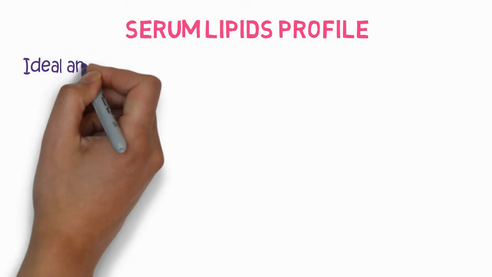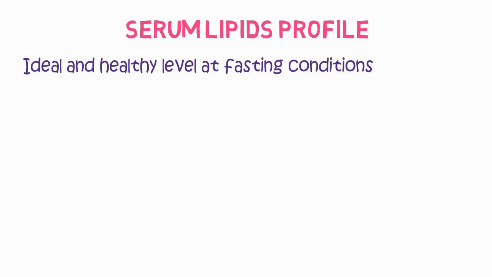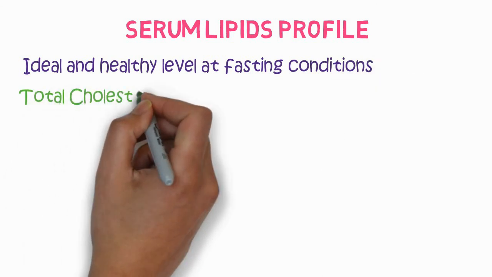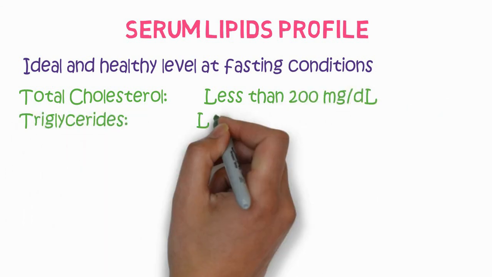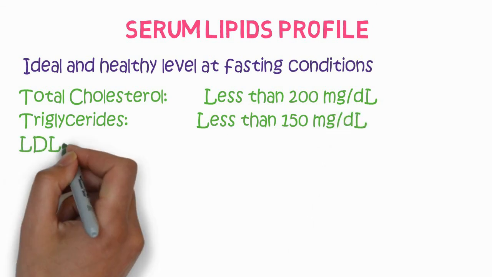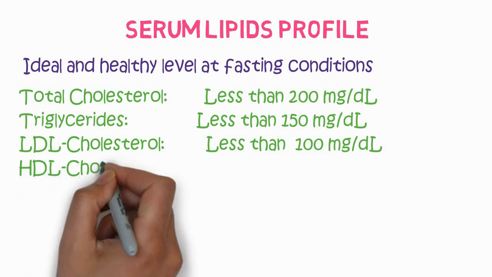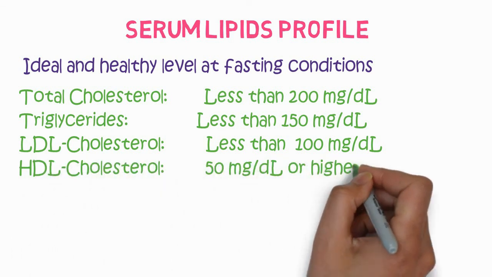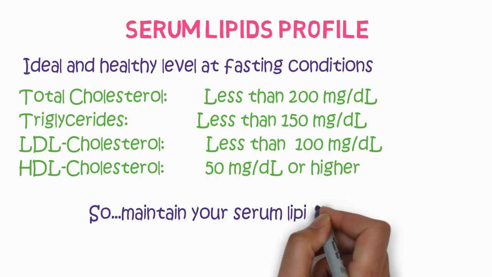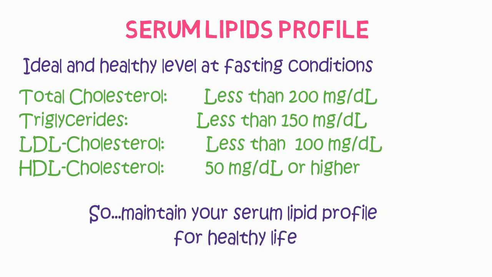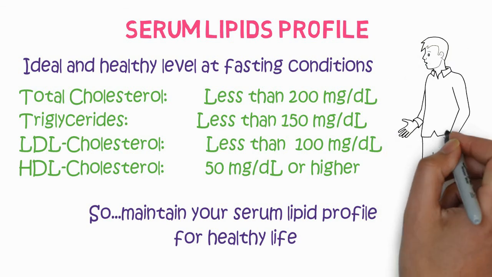Serum lipid profile. In humans, the ideal and healthy level at the fasting condition of the serum lipids, that is, total cholesterol, is usually less than 200 mg per deciliter. Triglycerides are less than 150 mg per deciliter. LDL is less than 100 mg per deciliter. HDL is usually 50 or higher. So you need to maintain your serum lipid profile for a healthy life.